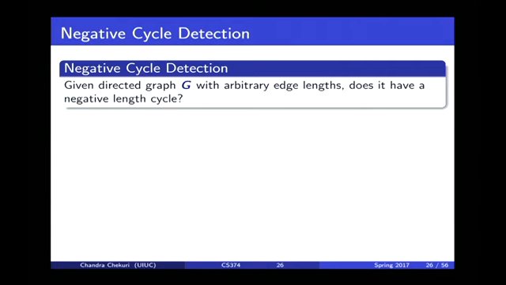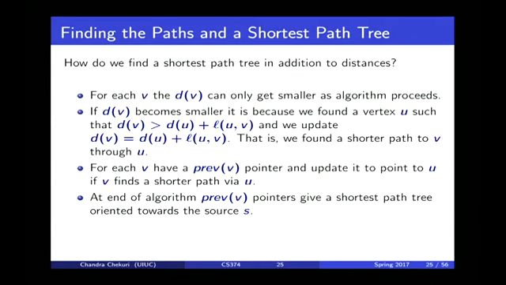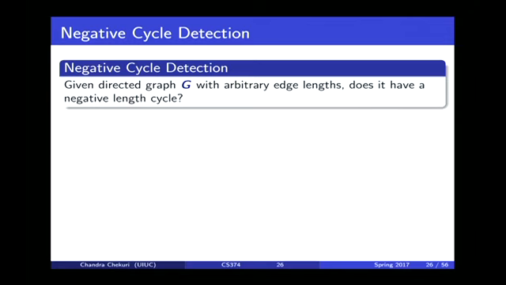So we saw that if S can reach a negative length cycle, the algorithm will detect it. But maybe there is a negative length cycle and S cannot reach it. How can we detect whether the whole graph has a negative length cycle? One obvious thing is, for every vertex, run this algorithm. But that takes a long time. For every vertex you run Bellman-Ford, already it is taking n times m. So we want to make it a little bit more efficient.